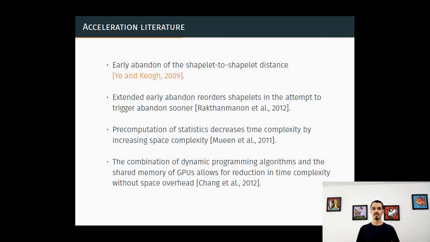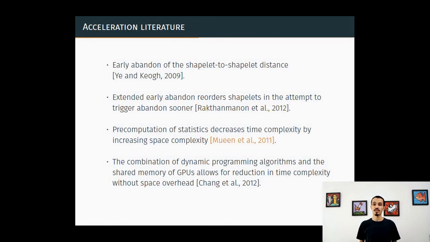Since we only need the minimum distance from a shapelet to an entire time series, Ye and Keogh propose that we abandon the shapelet distance computation if the current partial distance becomes greater than the current minimum distance, because in this case, that shapelet distance wouldn't ever be considered the minimum one. So we may discard the shapelets and proceed to the next computation. Rakthanmanon extends the early abandon technique by reordering the shapelet values so that larger values are computed first, so we may abandon the distance computation earlier.